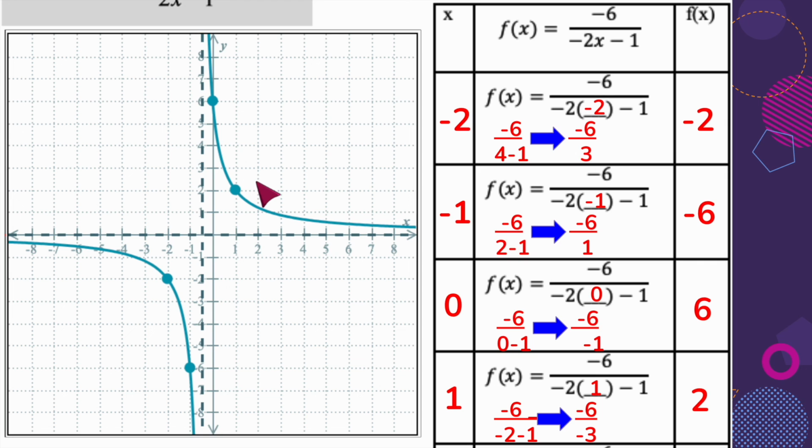So that is the idea of graphing a function with asymptotes. So I hope that helped, and I will see you in the next video.